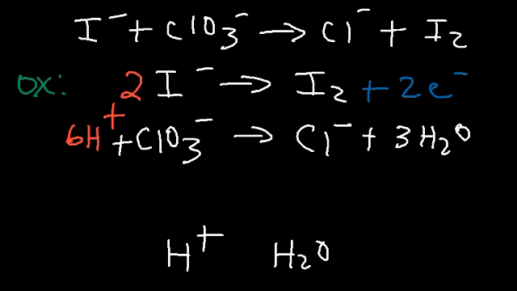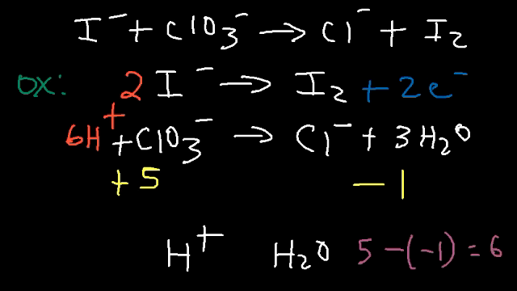What is the net charge on the right side? The net charge on the right side is -1. And the net charge on the left side is 6 times 1, which is 6, plus the -1 charge from the chlorate ion. So the total charge on the left side is +5. Now what is the difference between 5 and -1? If you subtract these two numbers, 5 minus -1 is 6. So that means we need to add 6 electrons to the side with the higher charge. Since the left side has the higher charge, we're going to add 6 electrons to this side.